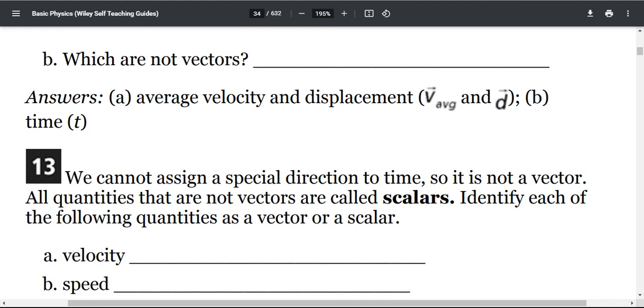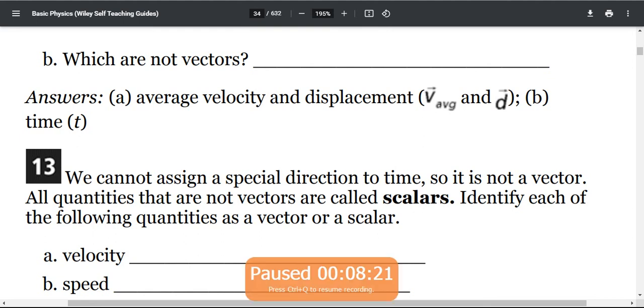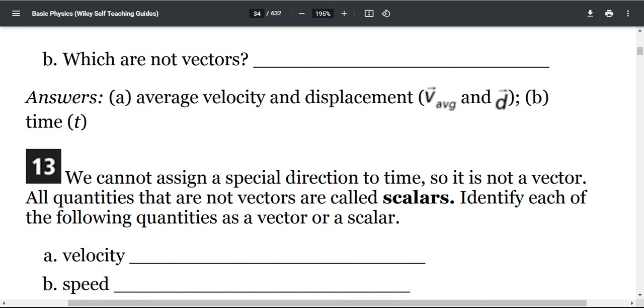We can't assign any special direction to time, so it is not a vector. Time is a constant moving thing, and you can't assign any direction to it, and that's why it is not a vector. All quantities that are not vectors are called scalars.